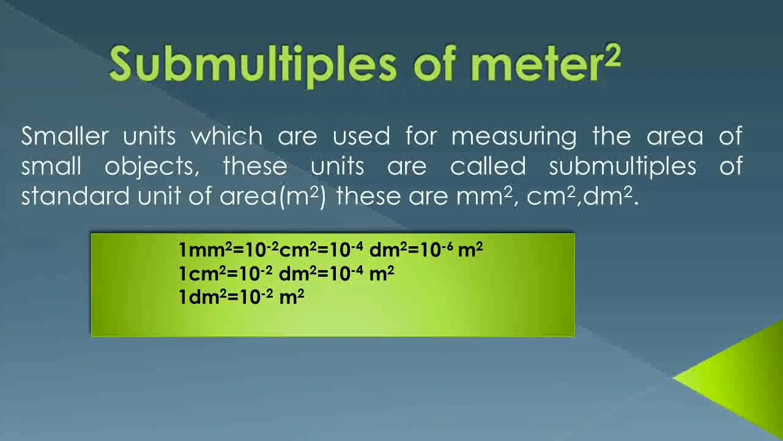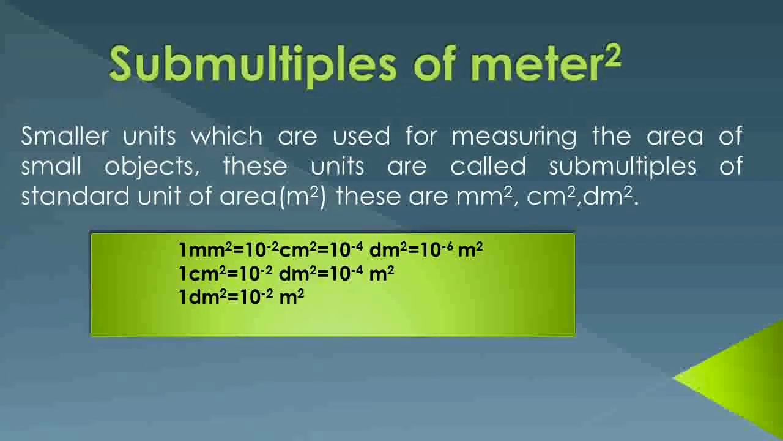Now next one is 1 centimeter square. 1 centimeter square is equal to 1 upon 100 decimeter square, that means 10 to the power minus 2 decimeter square, and in meter square it will be 10 to the power minus 4. These are all called conversion, that means here we are converting the unit centimeter into decimeter, decimeter into meter.